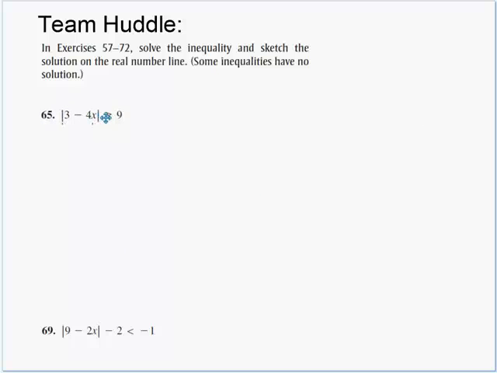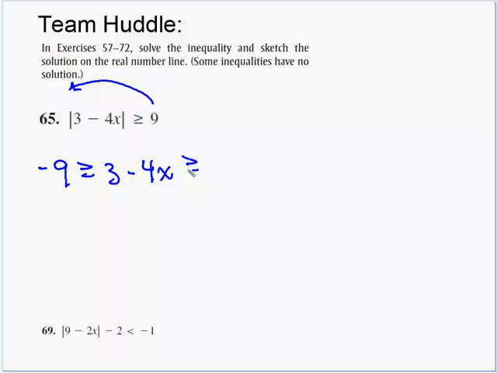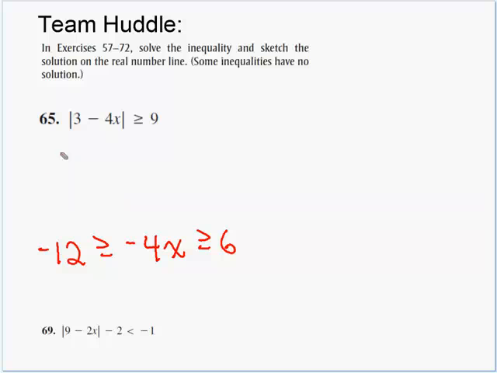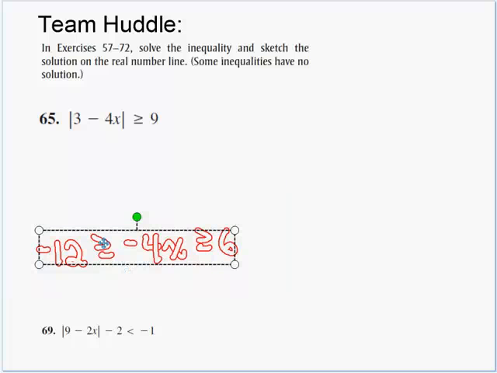Number 65. Let's try this one out. Okay. Absolute value bars are alone, so that's good. I'm going to hop over and do my negative 9 on the left. Greater than or equal to 3 minus 4x, greater than or equal to positive 9. And I want to get x alone in the middle, so I'm going to subtract out a 3. So now this is a negative 12 is greater than or equal to minus 4x, greater than or equal to 6. One more step. We've got to divide to get x alone.